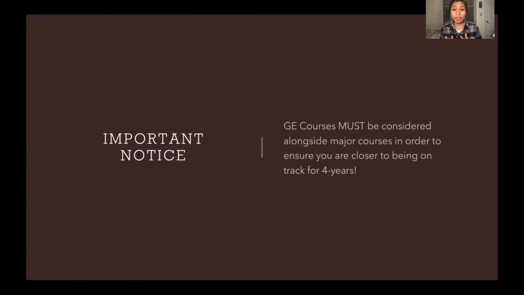Here's an important notice: GE courses must be considered alongside your major courses in order to ensure you are closer to being on track for 4 years. Most music ed students at San Jose State do not graduate within the 4 years, and that's often because of conflicts that arise because certain classes conflict with other classes that are necessary, or GE courses aren't being considered until they get closer to graduation, in which case they're running out of time. Big takeaway: don't forget about your GEs, plan everything together.